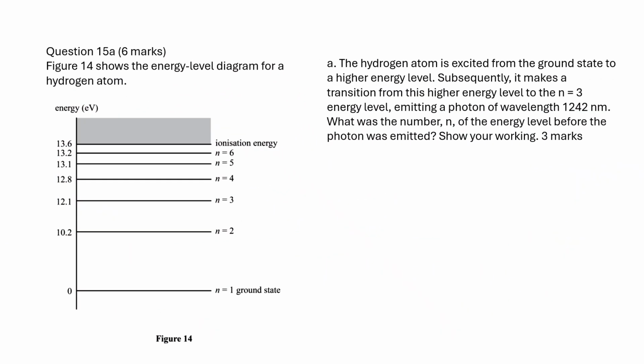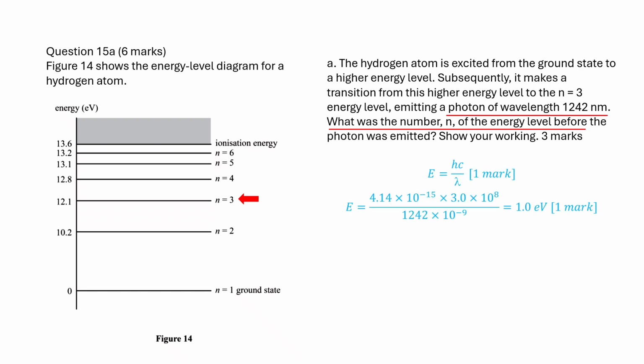The question asks for the higher energy level from which an electron descends to level 3, resulting in photon emission. We can calculate the photon's energy using its known wavelength. By summing this photon energy with the energy of level 3, we can identify the initial energy level, in this case, level 5.